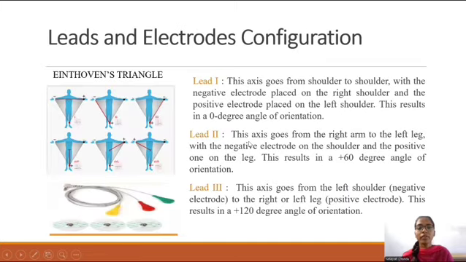Leads and electrodes configurations. It is based on Einthoven's triangle. It contains three leads: lead 1, lead 2, lead 3. Lead 1 goes from shoulder to shoulder, lead 2 goes from right arm to left leg, and lead 3 goes from left shoulder to left leg.